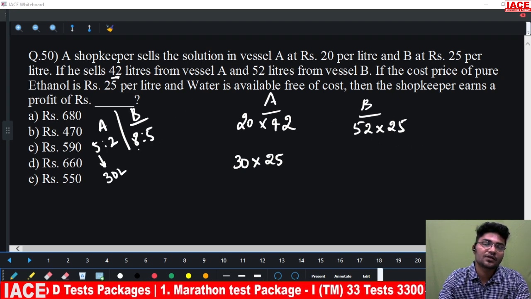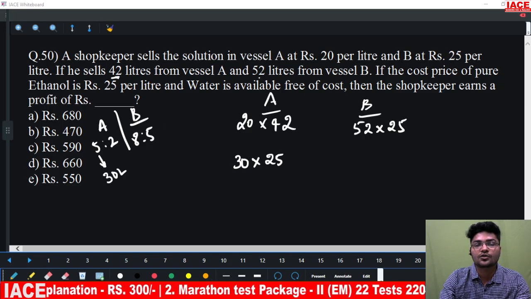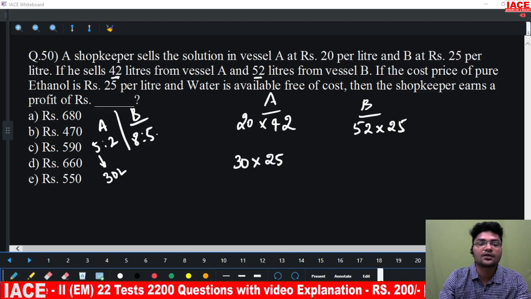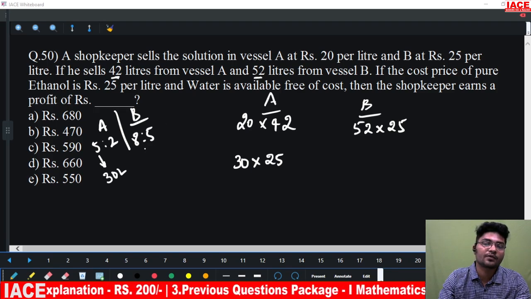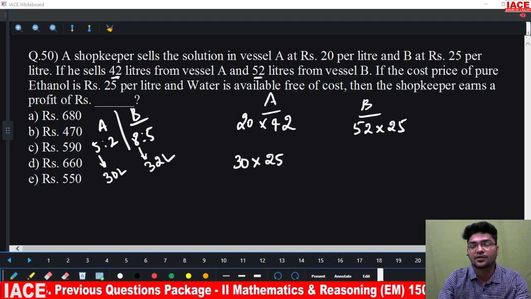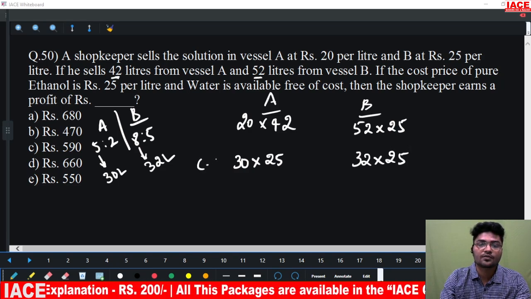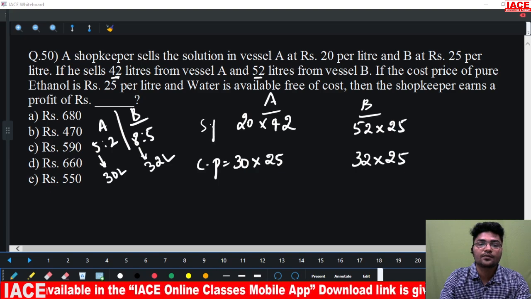Next, coming to vessel B. In vessel B, 13 parts is the total number of parts. Total solution is 52 liters. 13 parts is 52, so 1 part will be 4, which means 8 parts will be 32 liters. So this will be 32 into 25. So this is our cost price and this is our selling price.